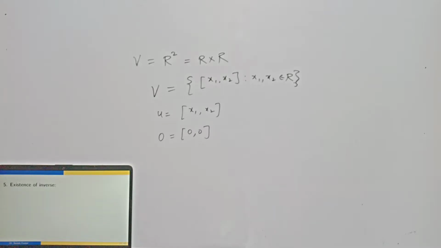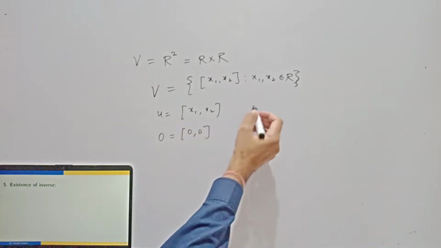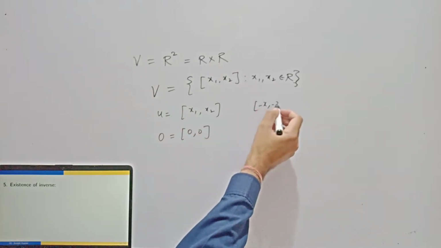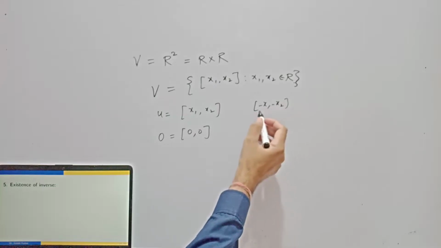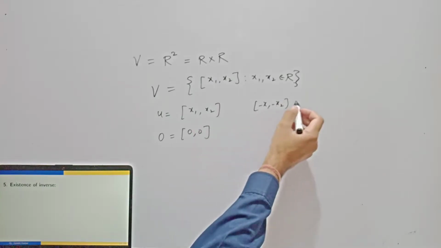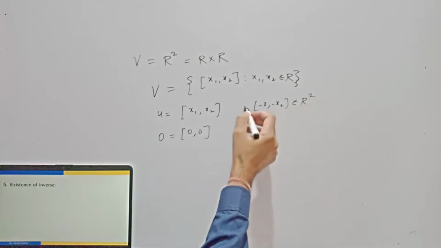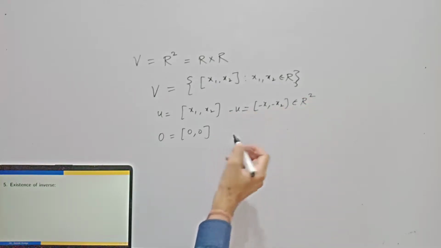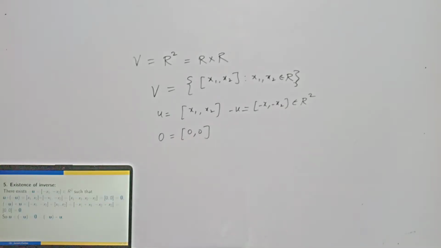Next, existence of inverse. So what do you think? What is the inverse of this? (minus x1, minus x2). You know, this is another ordered pair of real numbers, since x1, x2 are real numbers, this is also real number. This belongs to R2. This will act as additive inverse because if I add these two, I get (0, 0). You can see here how to write it. So (minus x1, minus x2) acts as additive inverse of (x1, x2) in R2.